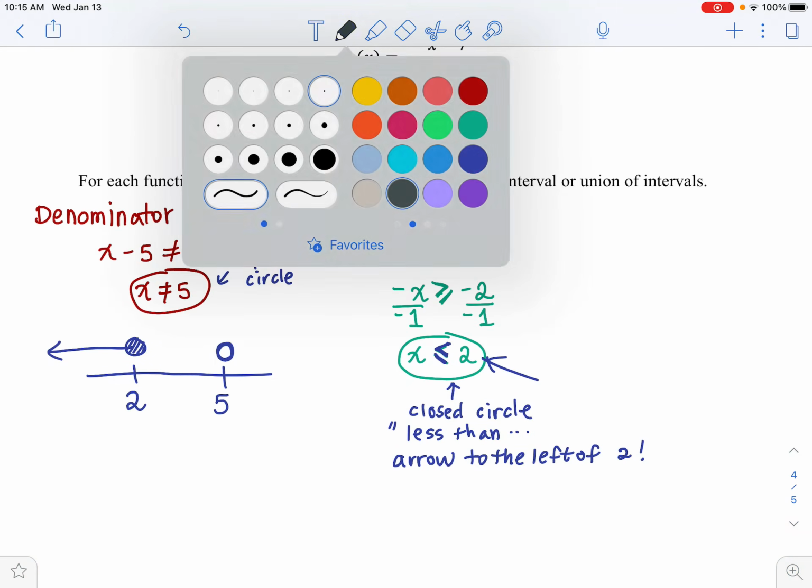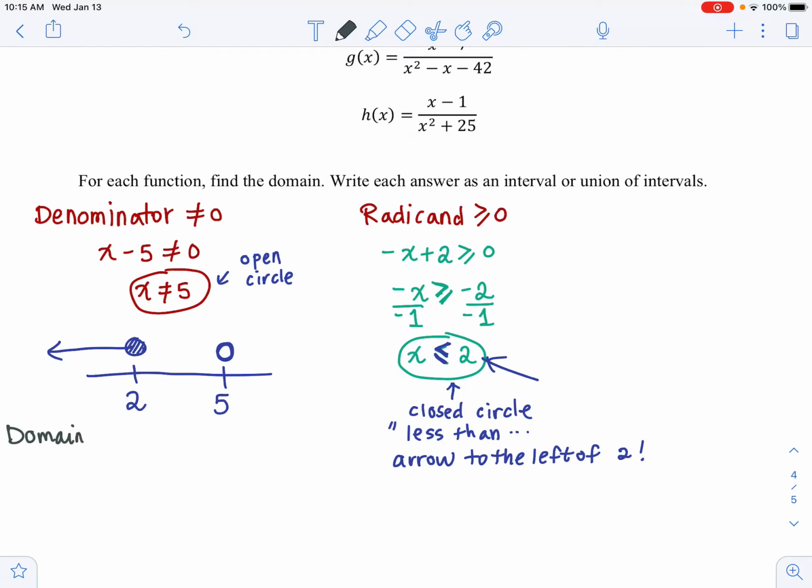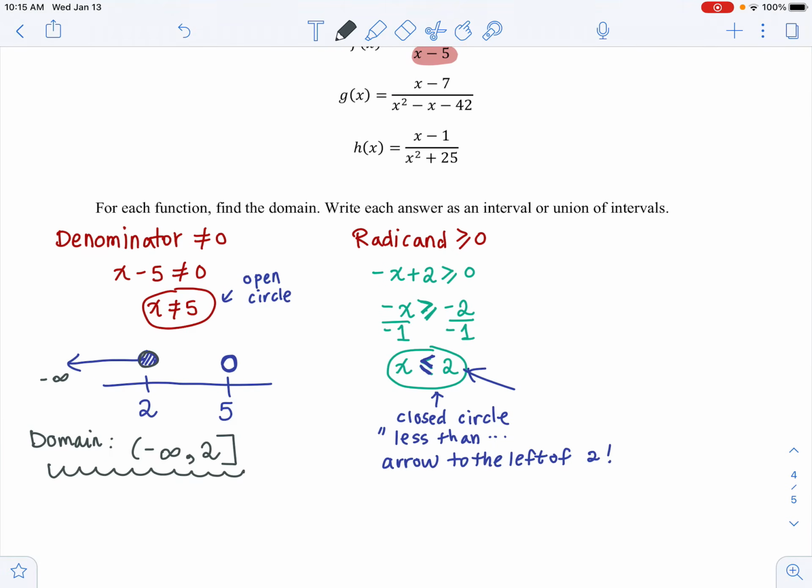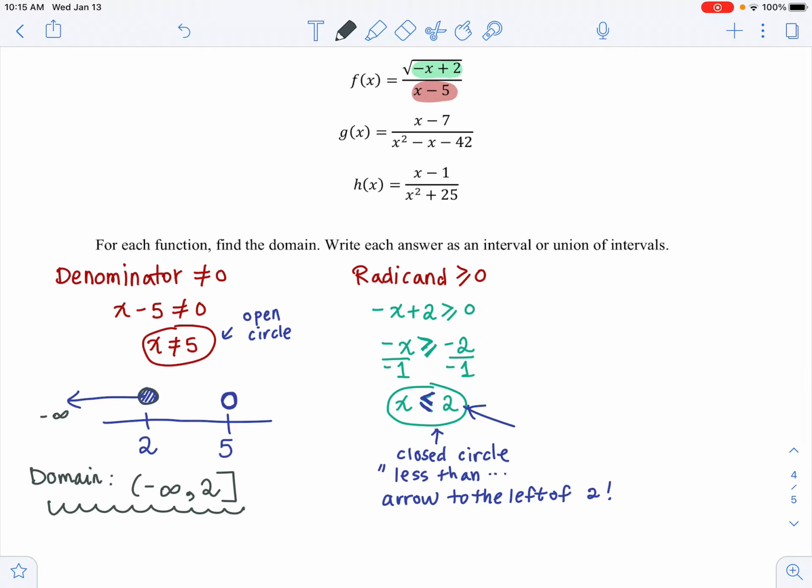So let's go ahead and write the domain here. The domain is where this arrow is going. If we keep on going to the left, you are going to negative infinity. So the domain is from negative infinity to 2. And because 2 had a closed circle, we're going to make sure to draw a square bracket. That's it. There's no arrows in between 2 and 5 or from 5 to positive infinity. So the only interval that is the domain of this f of x is from negative infinity to 2, but make sure to draw that square bracket after 2. This is the domain of f.